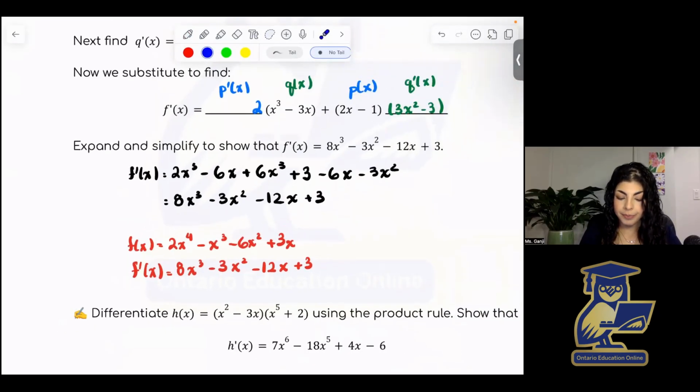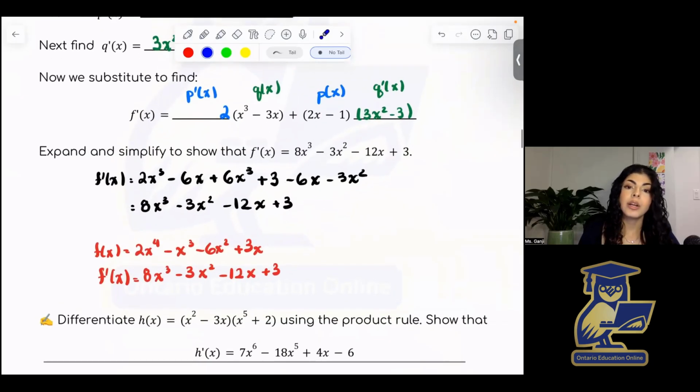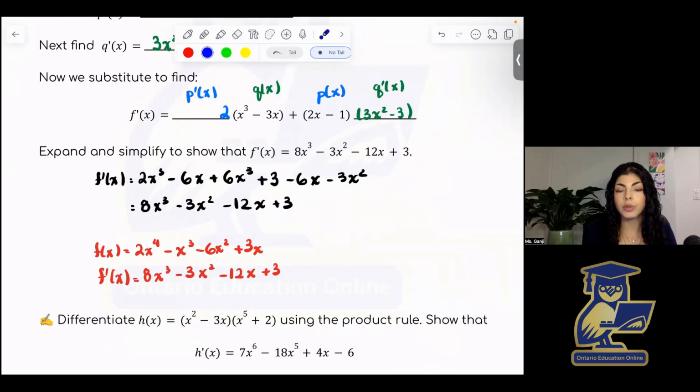But you'll see later on when we have more complex functions, it's good to know the product rule because sometimes we don't want to be expanding and then finding the derivative. So yes, but either way, whichever method you try, we get the same answer.